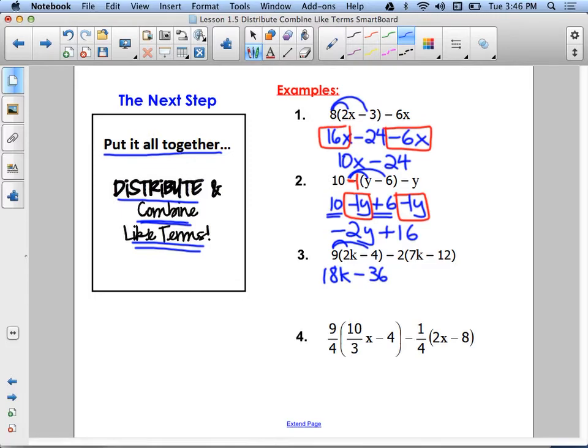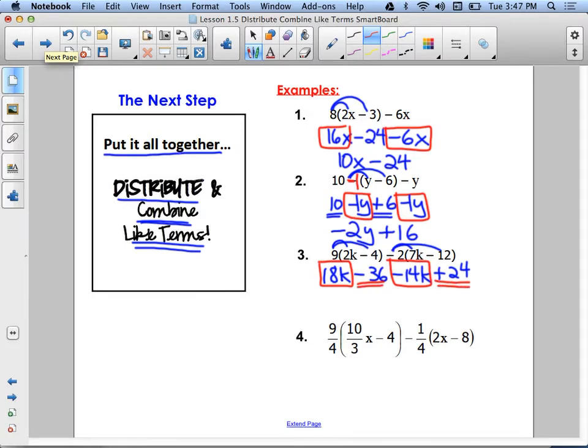I have negative 2 times 7k. That would be minus 14k. I'm multiplying there, negative 2 times 7. And then I'm going to say negative 2 times negative 12. That would be a positive 24. Okay? Now that I've distributed, I'm going to combine like terms. So I've got an 18k, a minus 14k, a negative 36, and a 24.